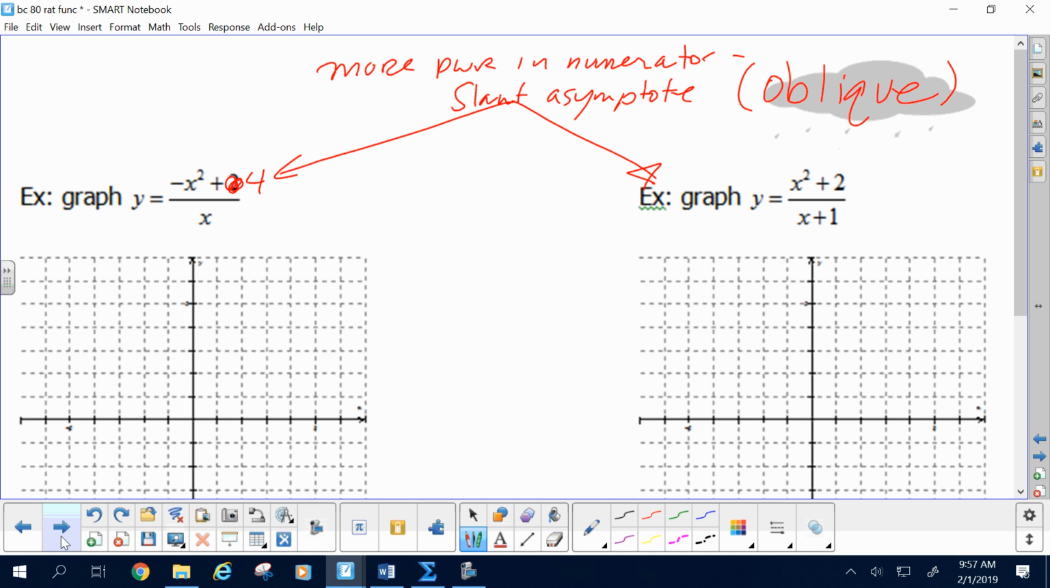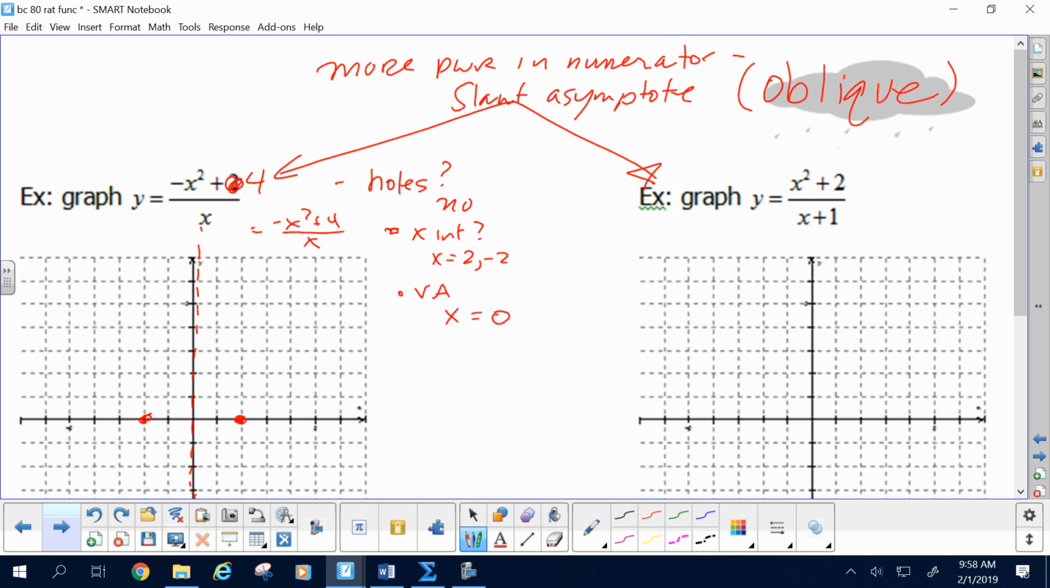In this guy, first of all, are there any holes? This is negative x squared plus 4 over x. Is there a common 0 over 0 factor? No, no holes. Okay, not everything has it. What about x-intercepts? That's where the top is 0. The top is 0 at 2 and negative 2. Wouldn't you agree? Do you agree? Yes. Okay. What about vertical asymptotes? Vertical asymptote at x equal 0.